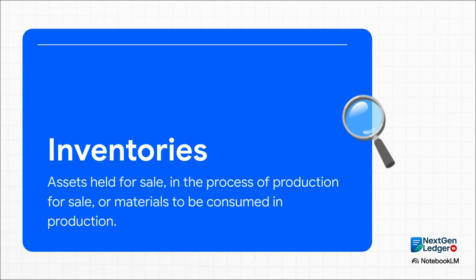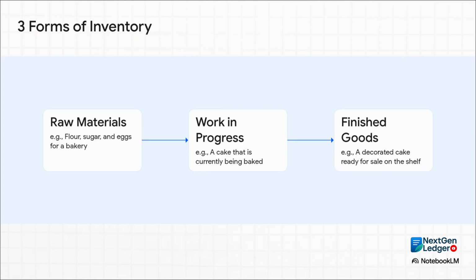Let's make that a bit more real. Let's imagine a simple bakery. All that flour, sugar, and those eggs sitting in the storeroom? Yep, that's inventory, specifically raw materials. The cake that's literally in the oven right now, halfway done, that's also inventory, what we call work in progress. And of course, that beautiful, fully decorated cake sitting in the shop window ready to be sold, that's a finished good. See? All 3 are part of the inventory picture.